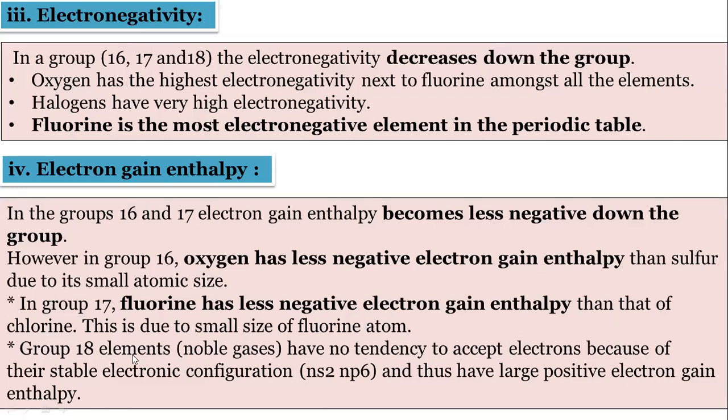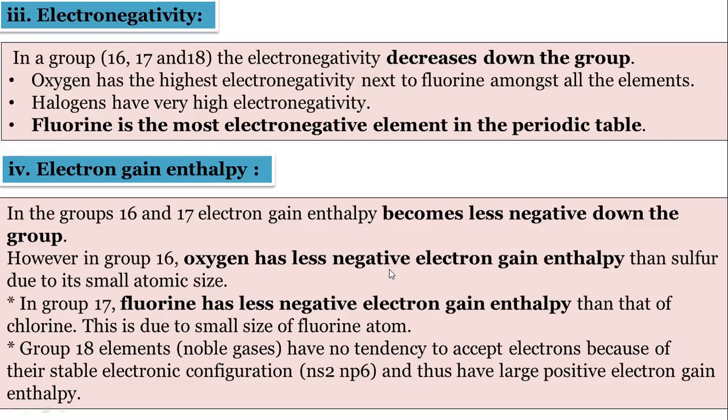In case of group 18 elements, they have no tendency to accept electrons because of the stable electronic configuration ns2 np6. They have large positive electron gain enthalpy values. Remember, in the entire periodic table, only the group 18 elements have positive electron gain enthalpy values, and except these group 18 elements, in all the groups of the periodic table, we find electron gain enthalpy values are negative.